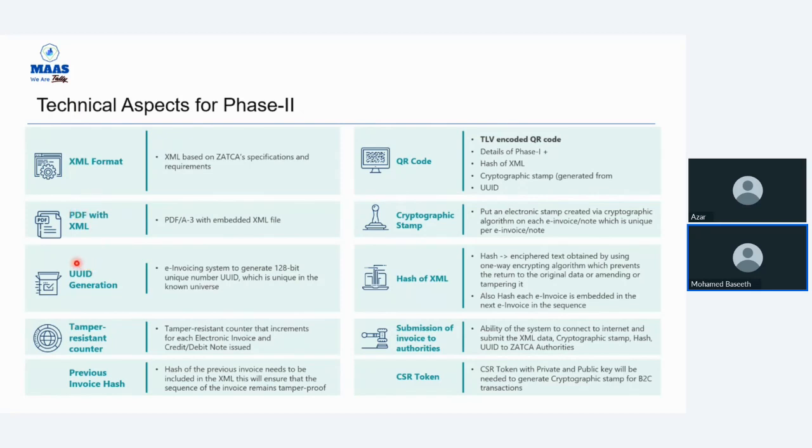And then we are talking about UUID. This is a 128-bit unique number, which is unique to your system. This is to identify from which system it got generated, from which company it got generated, which is unique to yourself. That will be the UUID generation number. And then certain other things such as a tamper resistant counter to prevent any mismatch in the sequence.